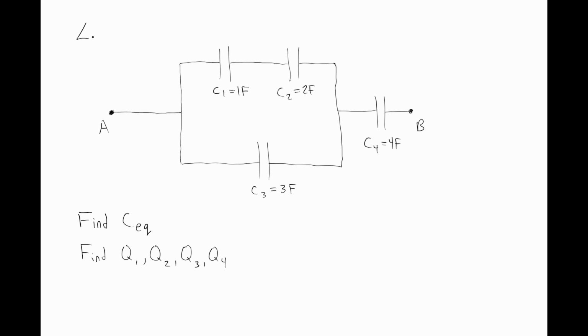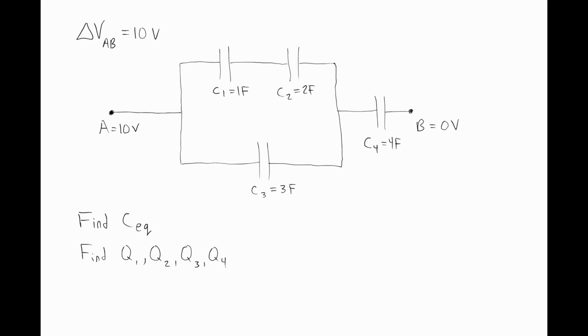Let's say that the delta V from A to B is 10 volts. So I'll call B 0 volts, and then A could be at plus 10 volts. Alright, so first thing, we want to look for capacitors which are either wired directly in series or directly in parallel.